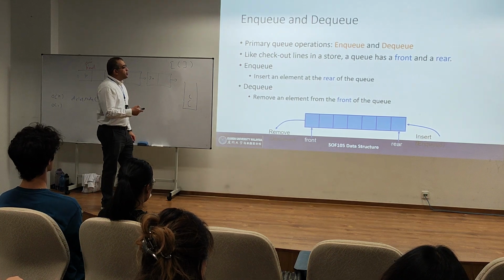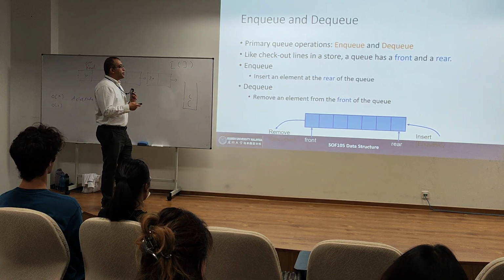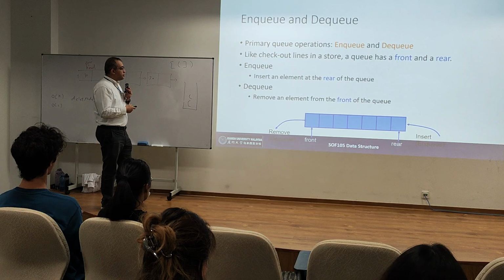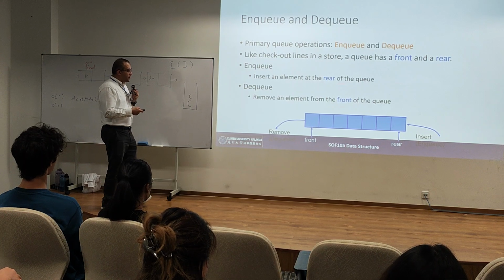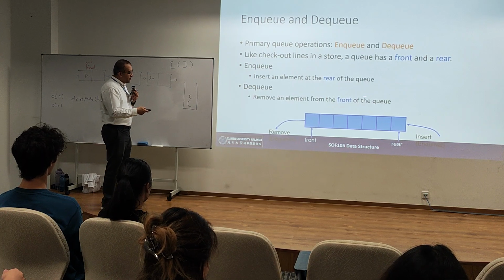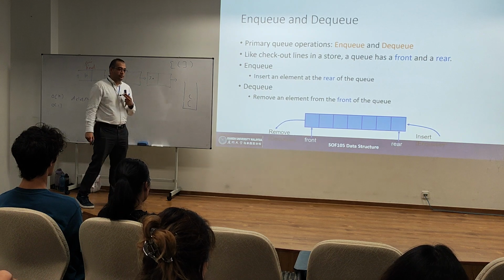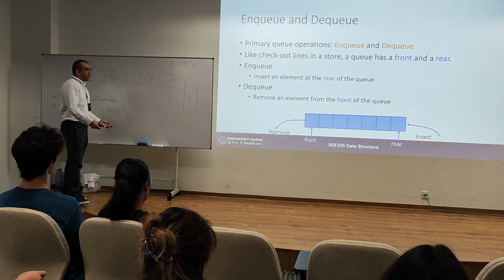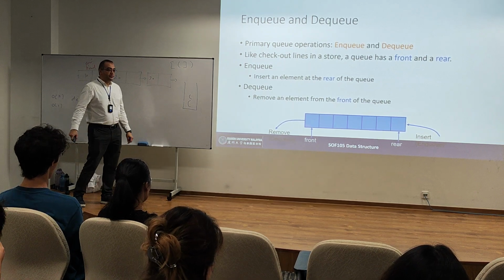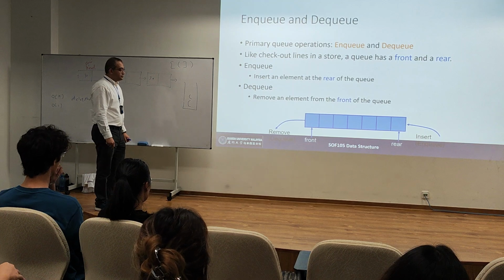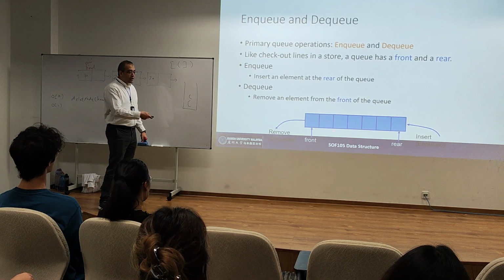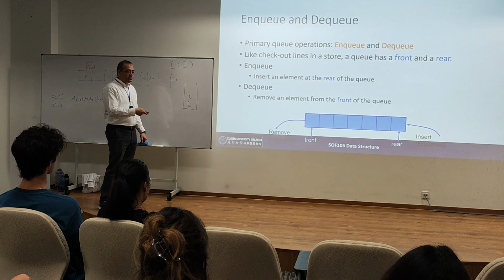So, enqueue and dequeue. The primary queue operations are enqueue and dequeue, like checkout and install. Enqueue, insert the element at the rear. Dequeue, remove the element from the front. Let's implement it on the array. Okay, so now, what is suggesting for us? The array will look like this if it's full of elements.